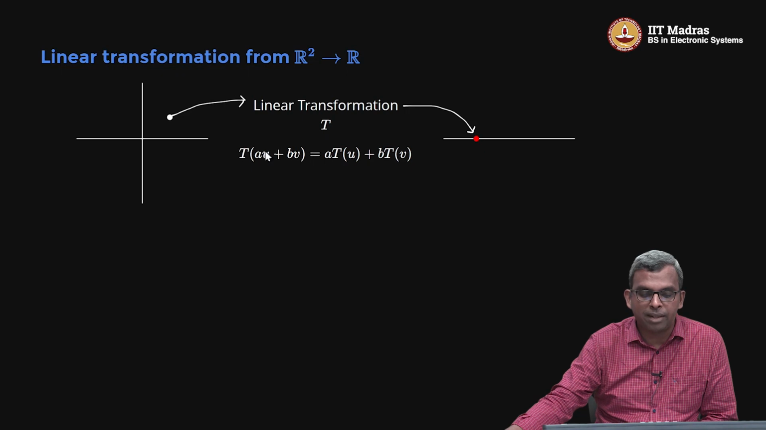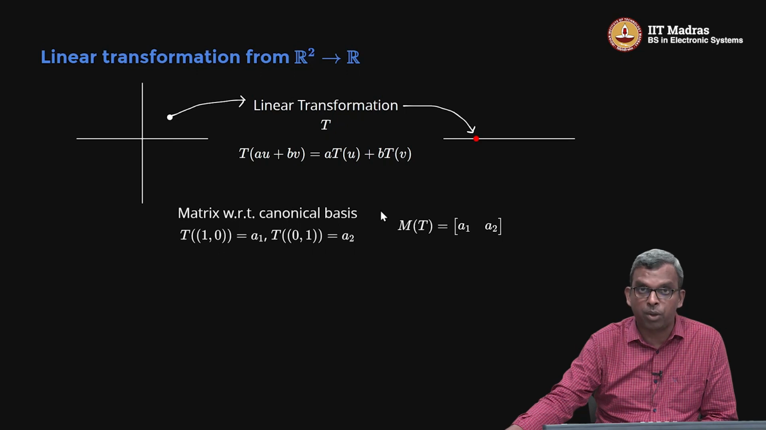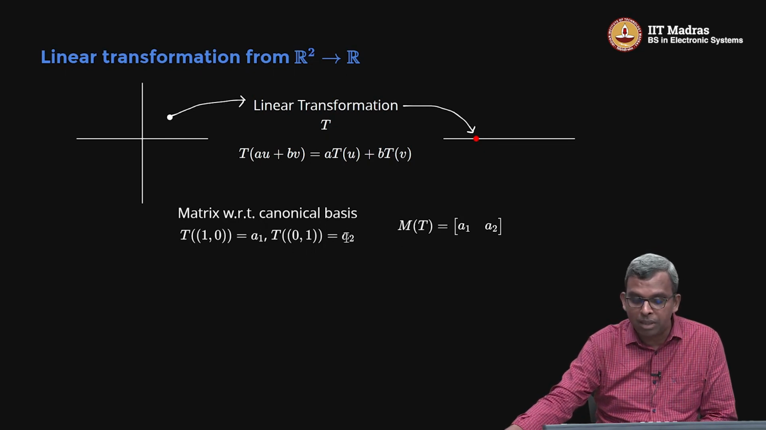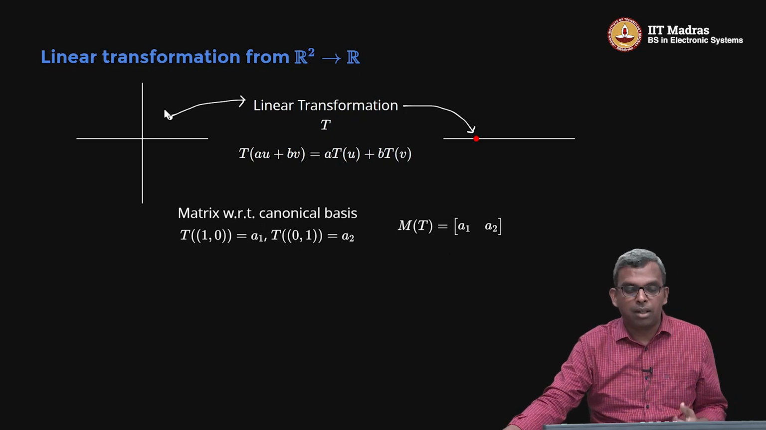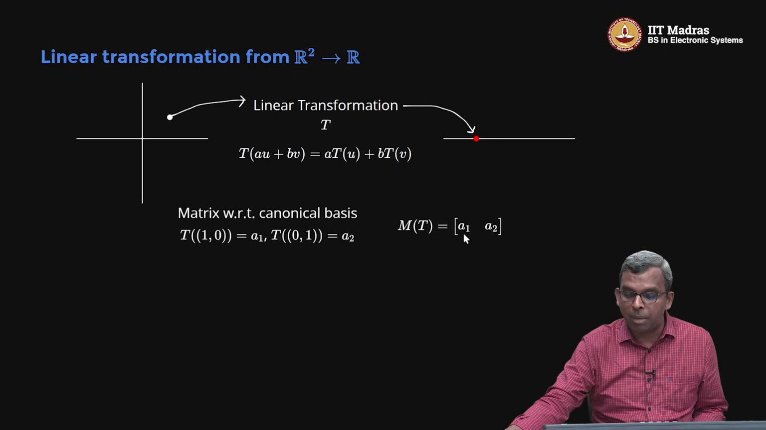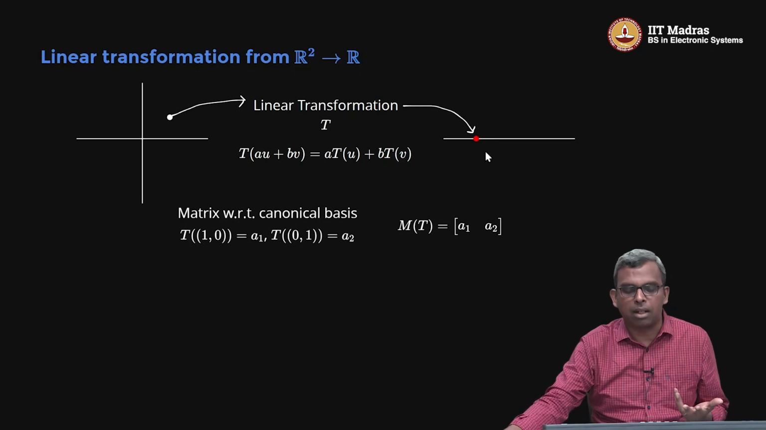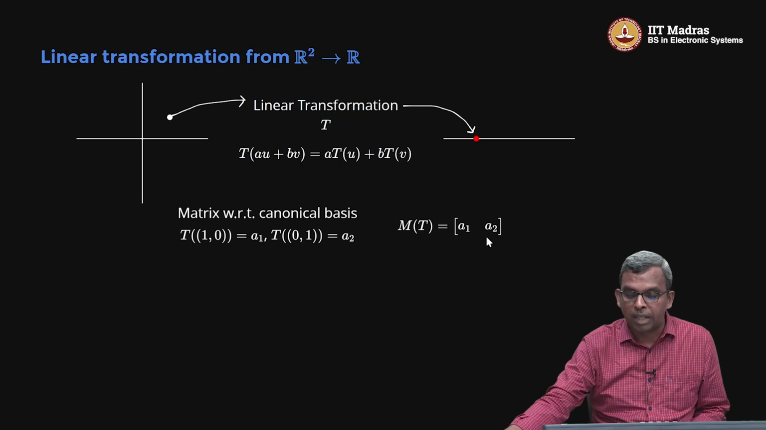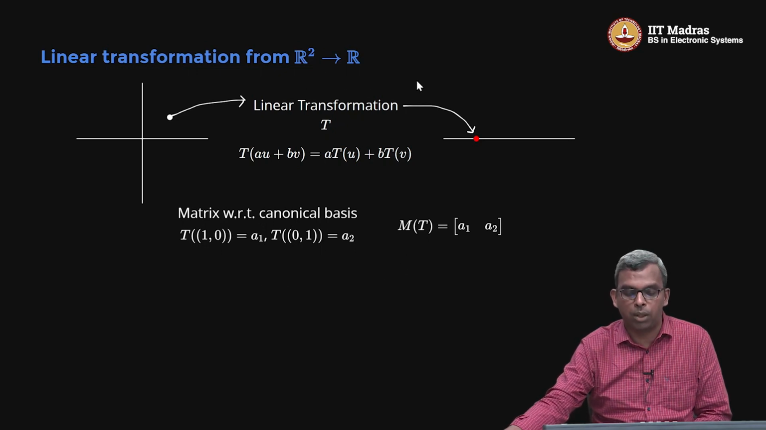How do you think of the matrix now? There are two basis vectors here, so take the matrix with respect to the canonical basis. T, when it works on the standard basis vector (1, 0), maybe gives you a real number A1. T of (0, 1) maybe gives you A2. So what is the matrix? The first column is just A1, the second column is just A2. Previously the transformation went to R2, so the first column had two values, but now the transformation is going only to R. So the first column has only one value A1, and the second column has only one value A2. It's a little bit of a generalization, a transformation from R2 to R instead of R2 to R2.